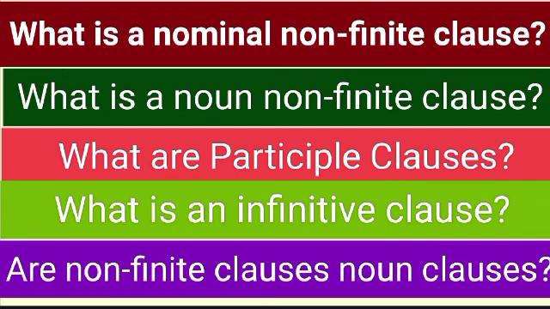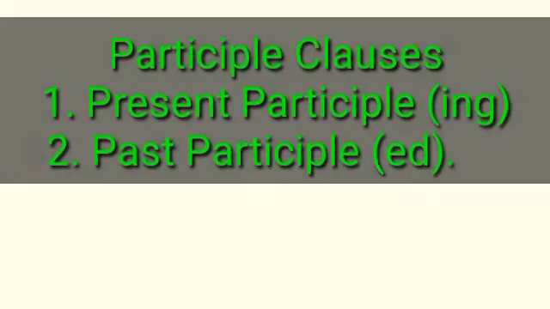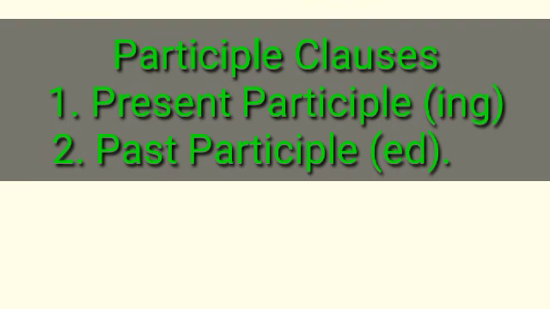Let's talk about participle clauses first. We know that there are two types of participles. One is the present participle and the other is the past participle. So let's talk about nominal non-finite present participle clauses first. They're also called ing clauses because the present participle is the ing form of our verb. The nominal non-finite clause in which the present participle, or ing form of the verb, a non-finite verb in fact, is used, is called a nominal non-finite present participle clause.